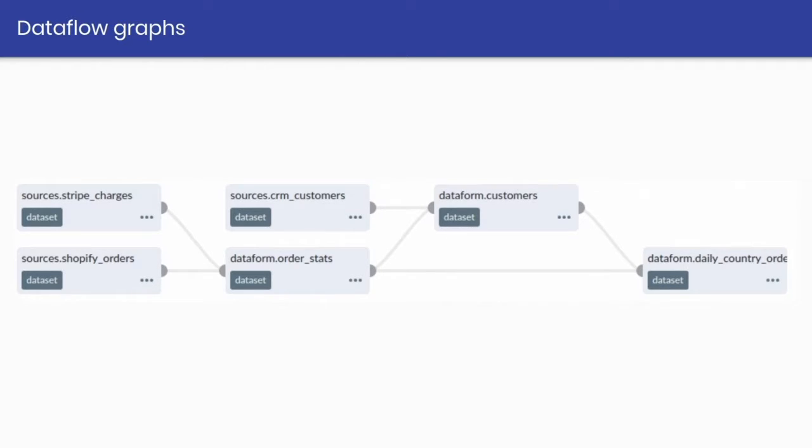We have some source data sets, data coming from third-party APIs, for example, Stripe. Data coming from Shopify, maybe our CMS. We combine these to build statistics about orders. We combine information from our CRM about our customers to build up kind of final tables like daily revenue stats, things that we would use at that final layer for our reporting and BI.